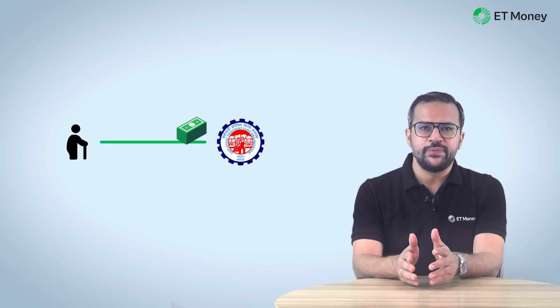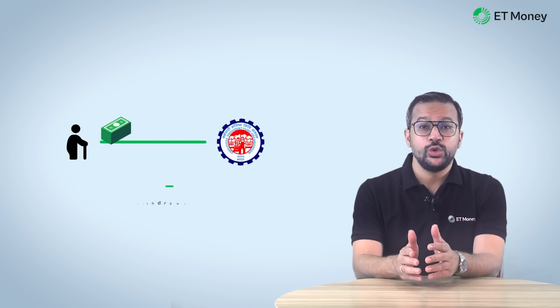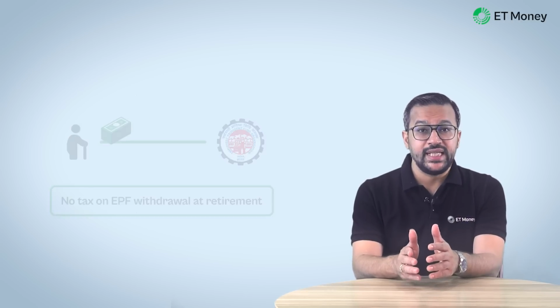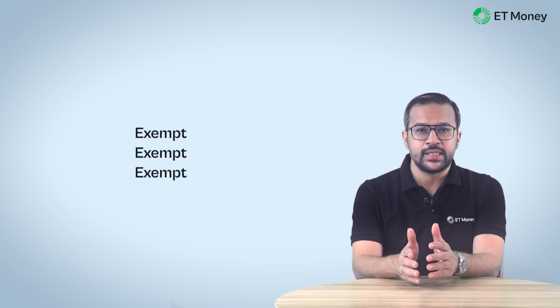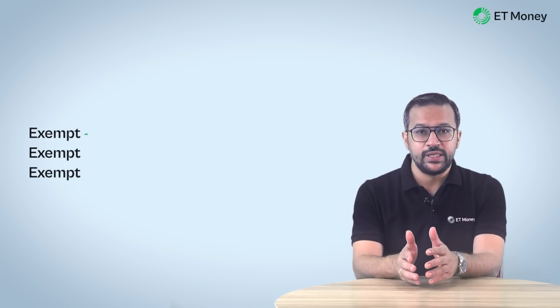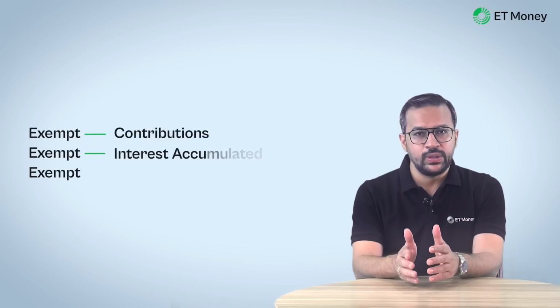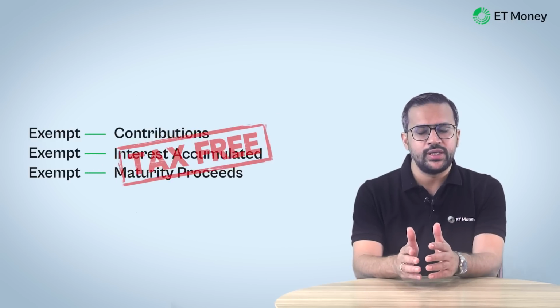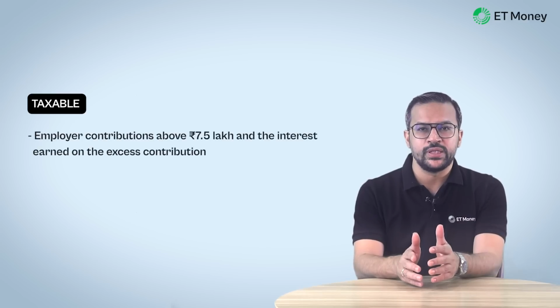If you withdraw your EPF corpus at the time of retirement, you don't have to pay any tax. The EPF is an exempt product in most cases. This means your contributions, interest accumulated, and maturity proceeds are all tax-free. However, employer contributions above 7.5 lakh rupees in a financial year are taxable in the hands of the employee. Any interest earned on the excess contribution is taxable as well.